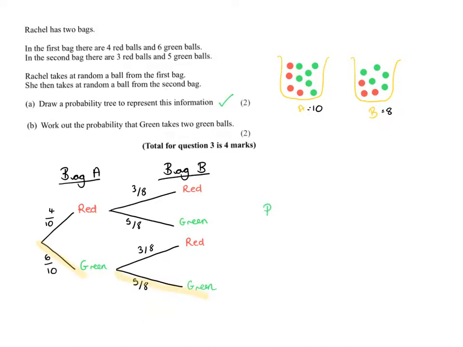So I'm not quite sure why it says work out the probability that green takes 2 green balls. I think it's meant to be Rachel. So work out the probability that Rachel takes 2 green balls. So it's the bottom row. So it's 6 over 10 multiplied by 5 over 8, you should get 30 over 80. And then you could have simplified that to 3 over 8.